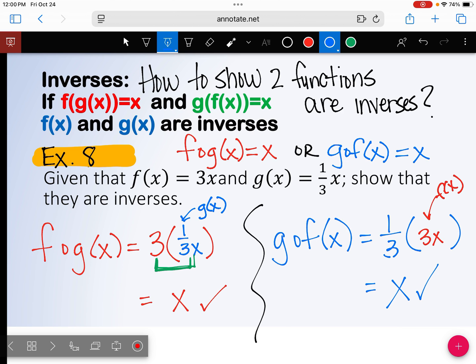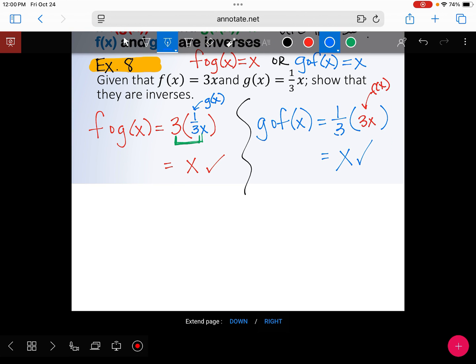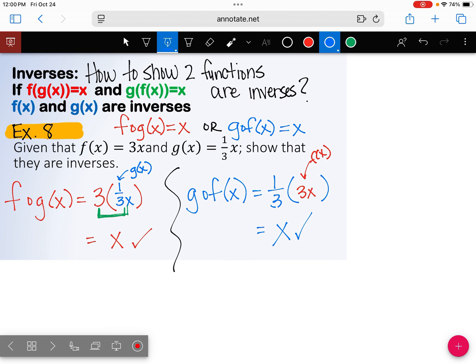So let's talk about what this means. And you don't have to write this next part down. So if I were to create a table for f of x, f of x says 3x. So I'm just going to use the numbers 1, 2, 3. I'm going to multiply those numbers by 3 because that's what the function is telling me to do. It says take your x and multiply it by 3. So 1 times 3 is 3, 2 times 3 is 6, 3 times 3 is 9.